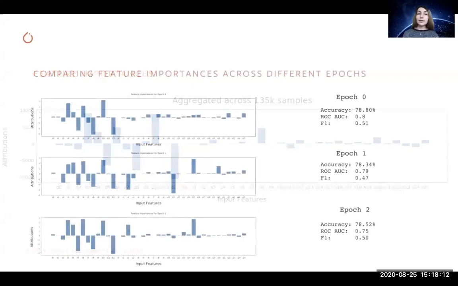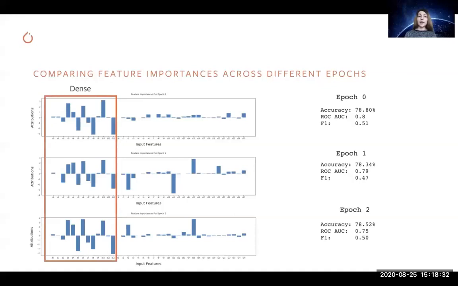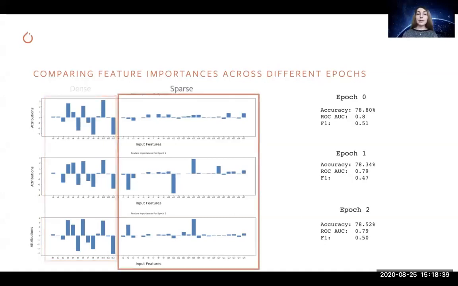So since we know that the DLRM model starts overfitting after the first epoch, we decided to see how the feature importance score changes over the epochs, for the same batch. We see that the dense features don't change much, so their distribution remains relatively the same, but the contributions and the patterns in the sparse features change drastically from epoch to epoch. One might think that this can also be related to overfitting. This, of course, requires a much more thorough investigation and analysis.